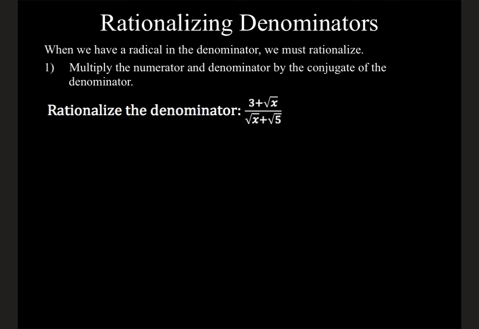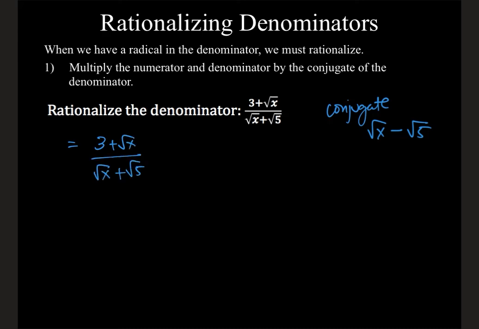Now we have the last example, one that's a tiny bit more involved, where we have to factor or FOIL both the top and the bottom. So we're going to again find our conjugate. The conjugate is going to be root x minus root 5. Okay, so I'm going to rewrite this. 3 plus root x over root x plus root 5 times root x minus root 5 over root x minus root 5. I'll FOIL both the top and the bottom.